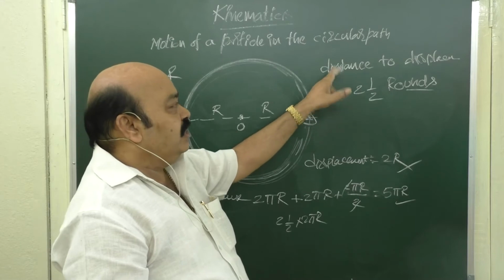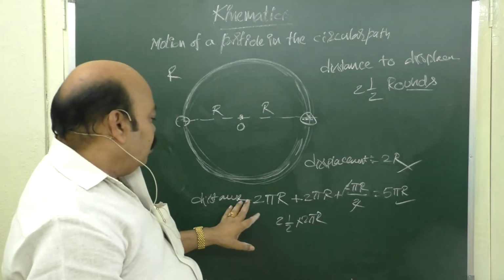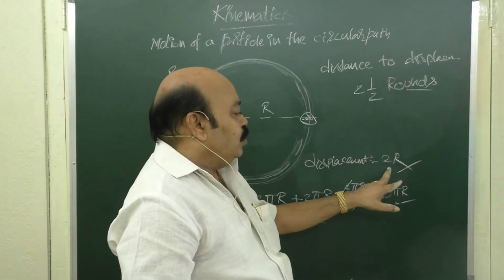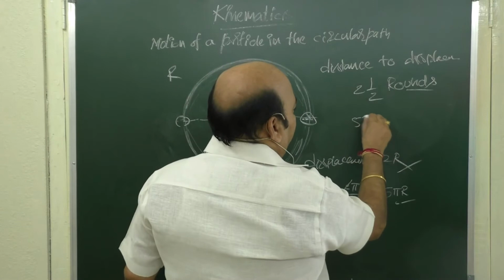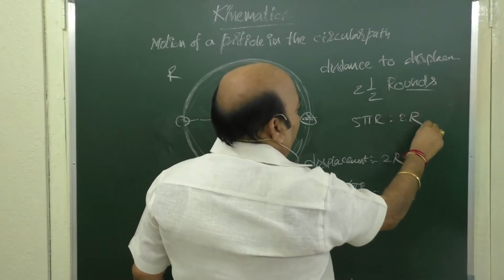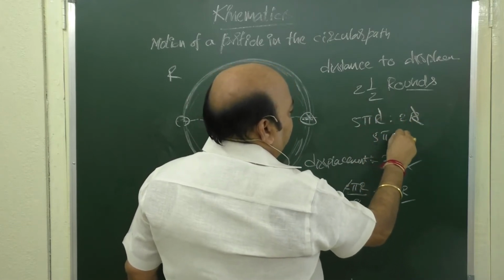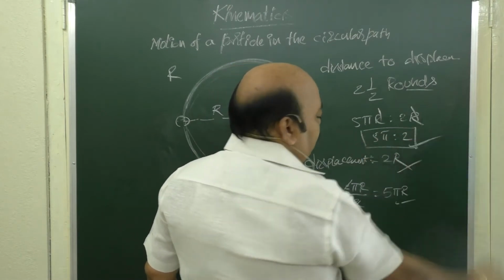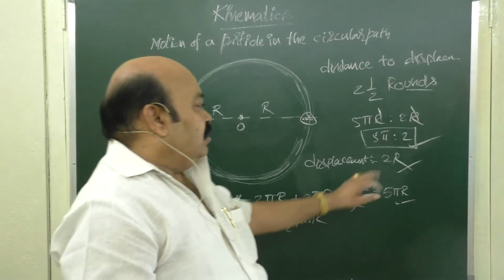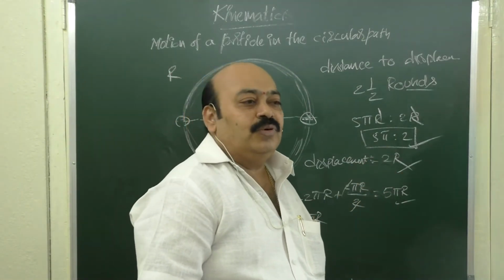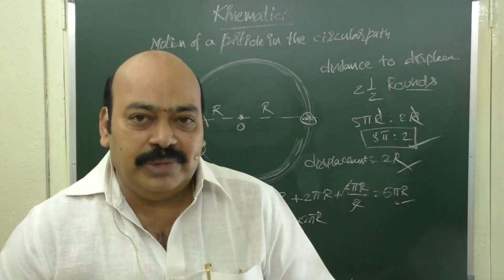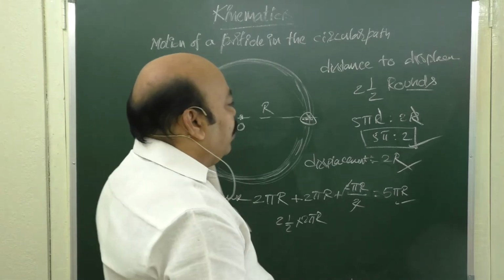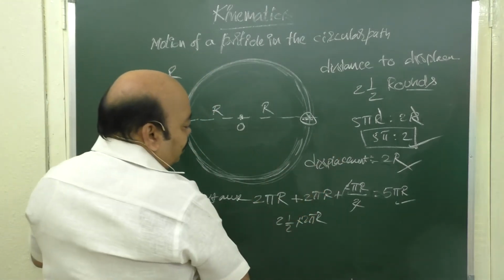What is the ratio of the distance to displacement? Here first you have to choose the distance. What is the distance? 5 pi r is to 2r. So this is the value. The r gets cancelled. You can express the same as 5 pi is to 2, which is the right answer. So in the multiple answers, check the right value. 5 pi is to 2. Of course, pi may be replaced by 22 by 7. Be alert, both are the same. 5 pi is to 2 is the answer.